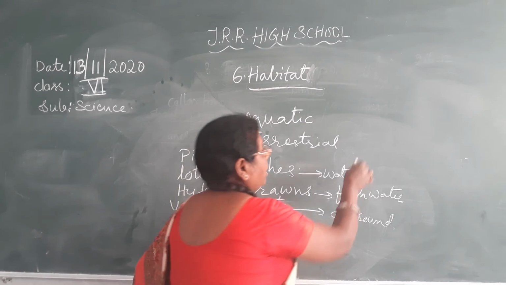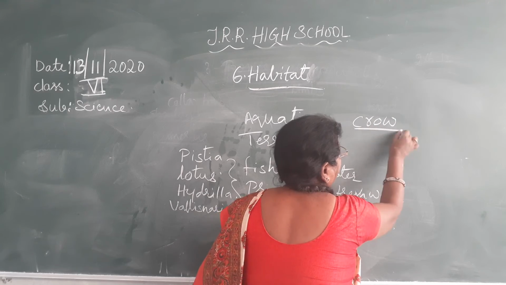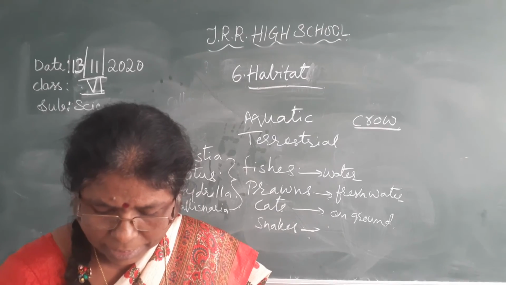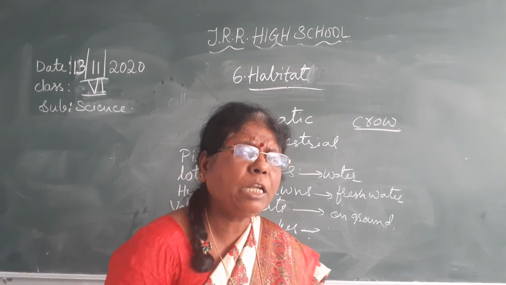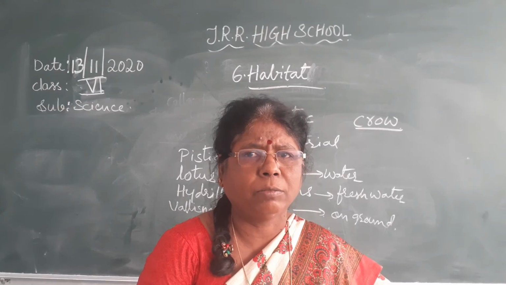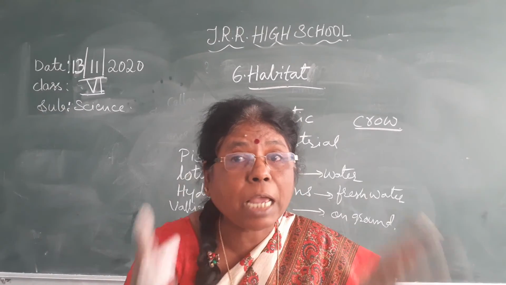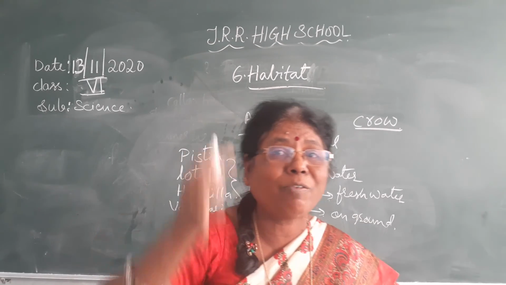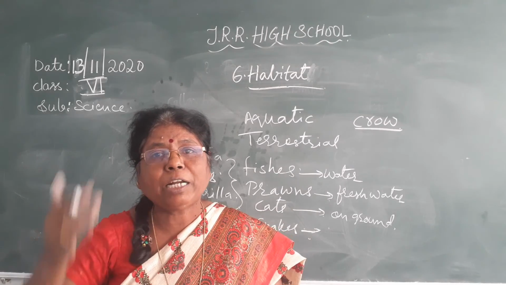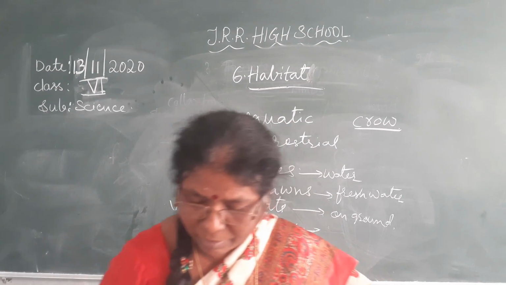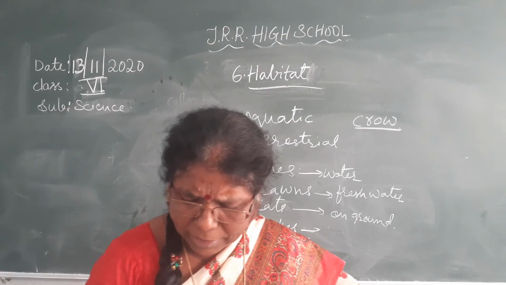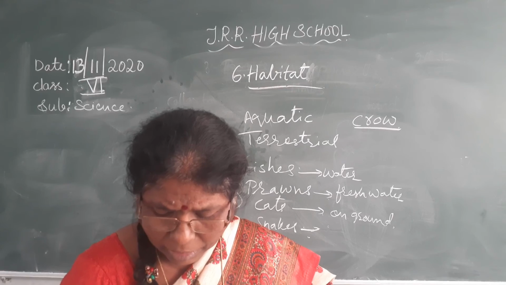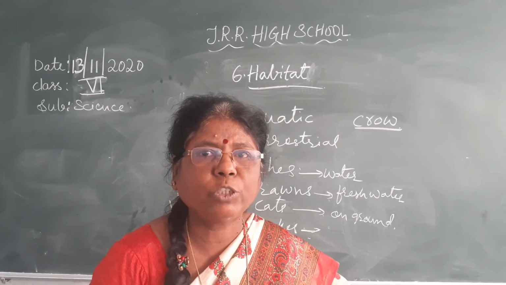Crow. Where does the crow live? On the tree. It makes the nest on the tree. Insects. Have you seen some insects on the buffalo skin? Buffalo skin also is a habitat for the insects. Head lice. You will see head lice in our hair. That is a habitat for the lice. They live here only. So different types of animals are there which live in different places. Understood? Thank you children. Have a nice day.